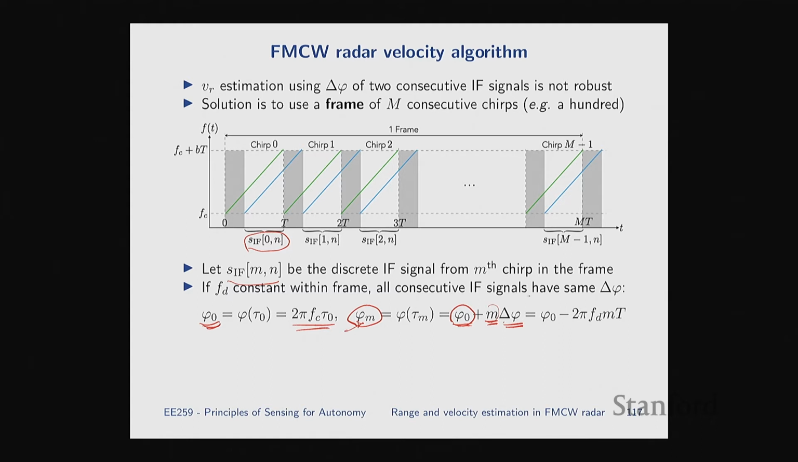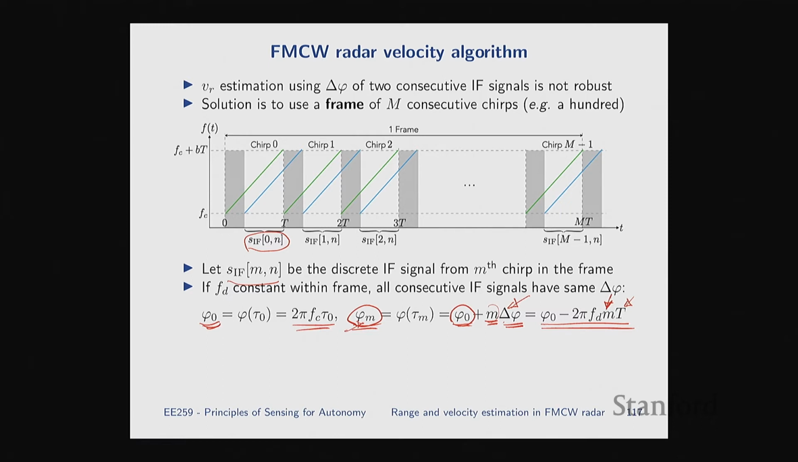And what is the assumption that goes in here? We're assuming that the radial velocity is constant within one frame. Because of that, the delta phi of every two consecutive chirps becomes constant. And we know what delta phi was: minus 2 pi times Doppler frequency times t. So the phase of the IF signal number m becomes phi 0 minus 2 pi f Doppler times m, which is the chirp index, times t, which is the chirp duration. Okay, so what is the total time of one frame?